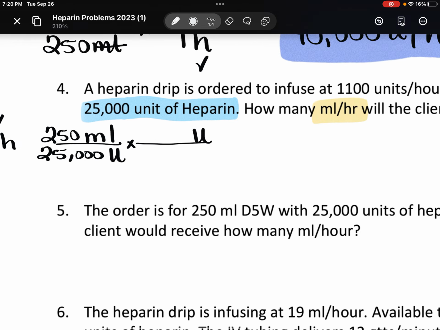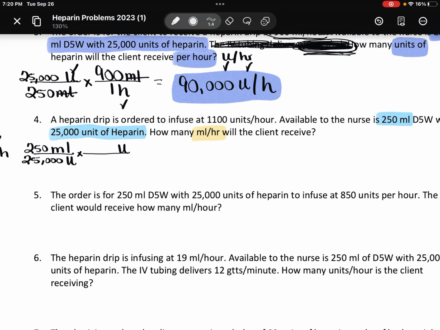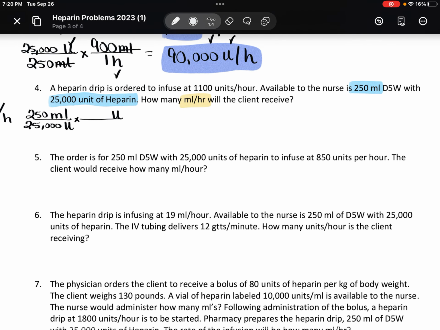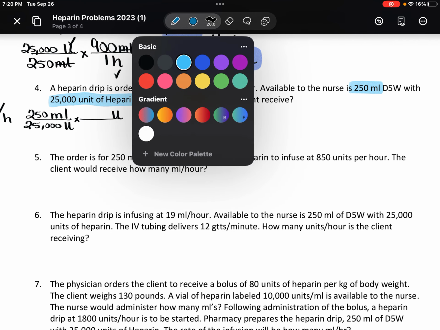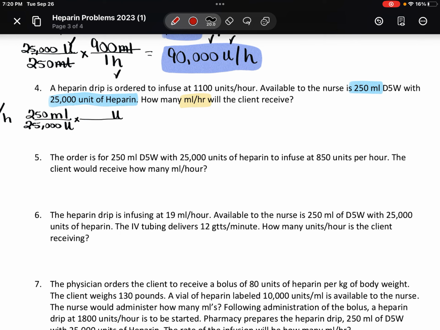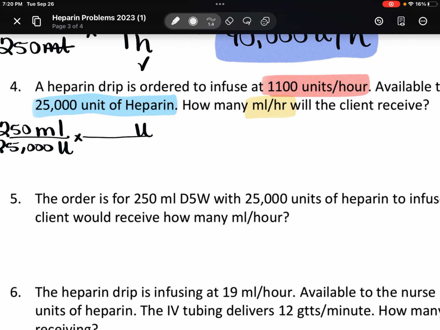So now looking back at my problem, where in the problem does it have anything about units in it? Well, I know that my order calls for 1,100 units per hour. So that's what I'm going to use. So my units will be on top, 1,100 units per 1 hour.